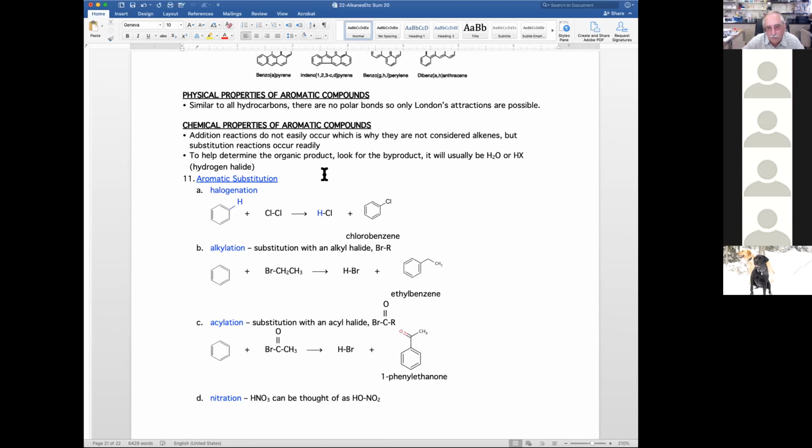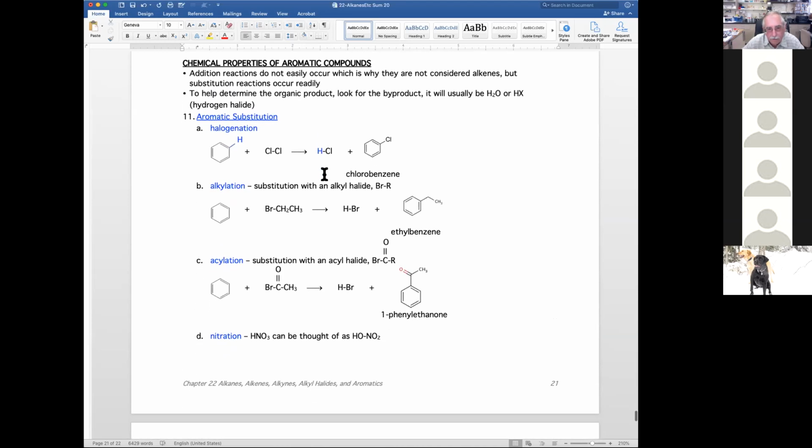So I guess we could rush through the chemical properties. It's an online class, so you're supposed to spend a lot of time at home, online. So we don't have addition reactions. We have instead substitution reactions. And so I put all these in the same number, aromatic substitution. So halogenation, we replace a hydrogen with a chlorine.